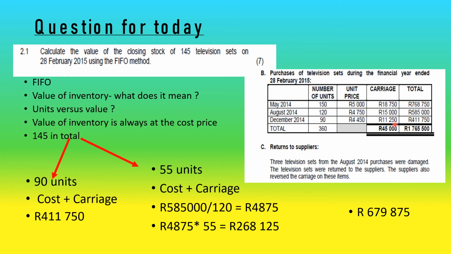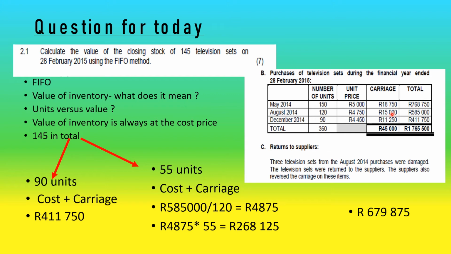The reason you could use the full 411,000 was because none of this inventory was sold and you had the total value, so you didn't have to recalculate the unit value. But here in the 120, you only had 55 units left of the 120, so you wanted to know what it would cost including carriage, and therefore you calculated.